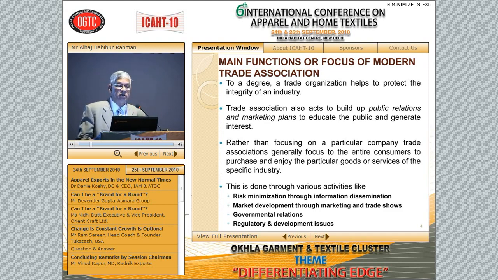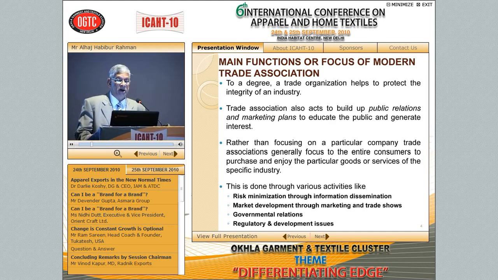Main function or focus of the modern trade association: to a degree, a trade organization helps to protect the integrity of an industry. A trade association also acts to build up public relations and marketing plans to educate the public and generate interest. Rather than focusing on a particular company, a trade association generally focuses on encouraging the entire consumer base to purchase and enjoy the particular goods or services of the specific industry.